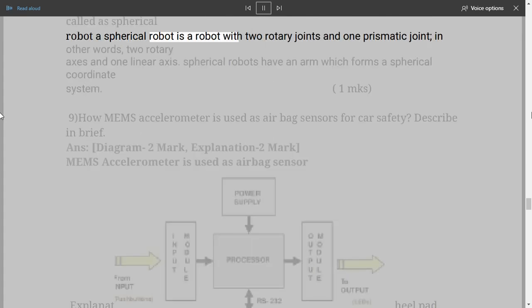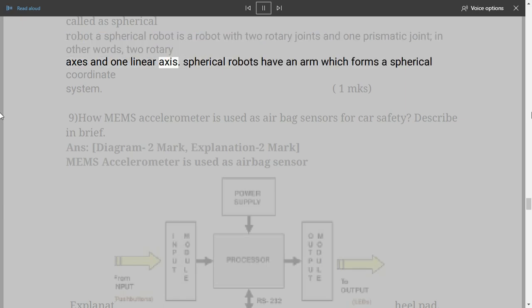A spherical robot is a robot with 2 rotary joints and 1 prismatic joint. In other words, 2 rotary axes and 1 linear axis. Spherical robots have an arm which forms a spherical coordinate system. 1 mark.